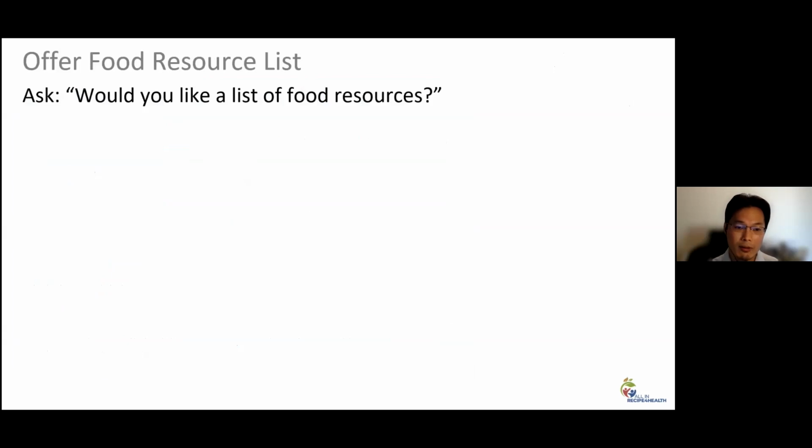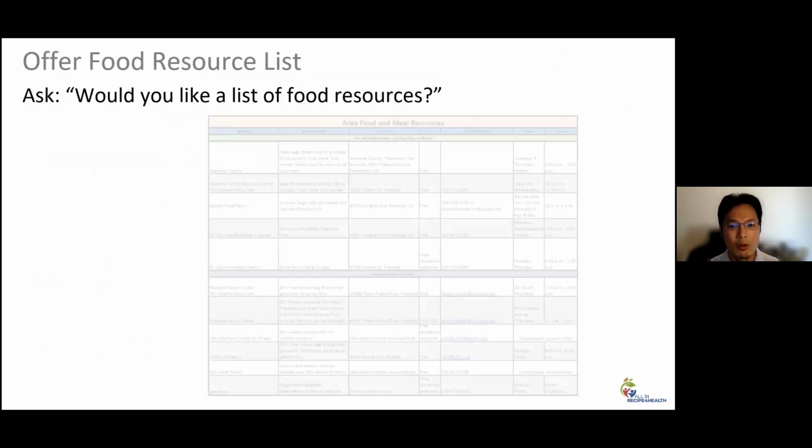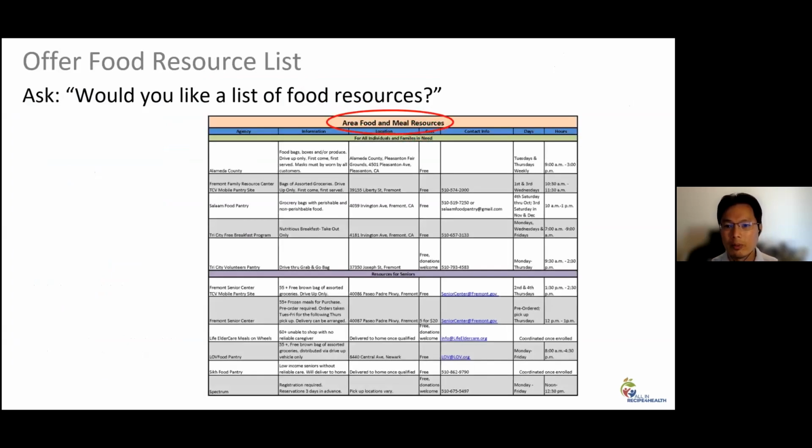So then you can say, if they're positive, you can ask, would you like a list of food resources? This is something that you guys have built in. You have this area food and meal resources sheet. So ask your supervisors, or however you're organized, where this is. It should be in the S drive, but if you have it on paper, for example, and you want to print it out for someone in person, you've already come up with this.